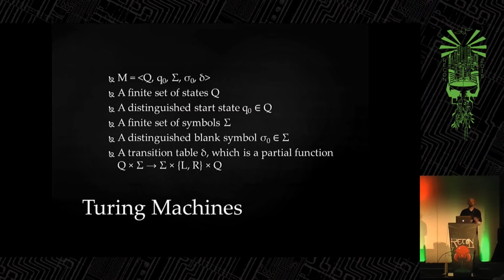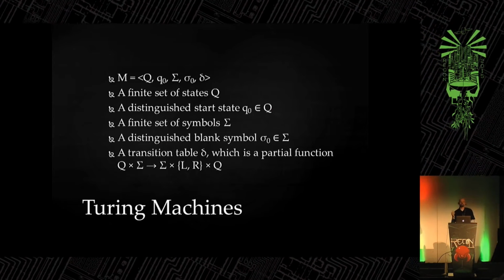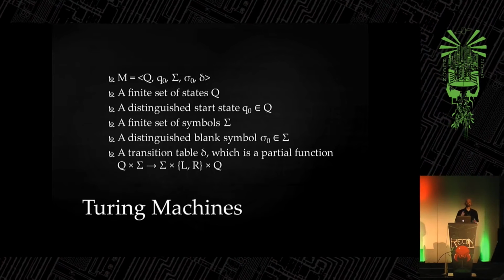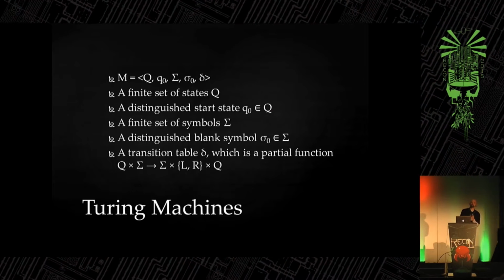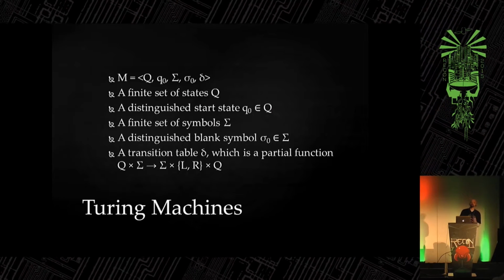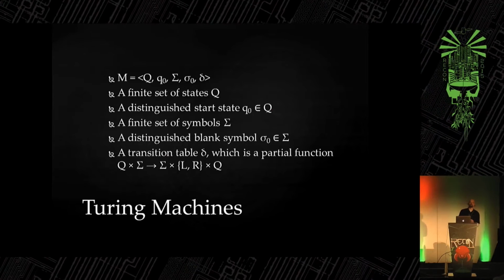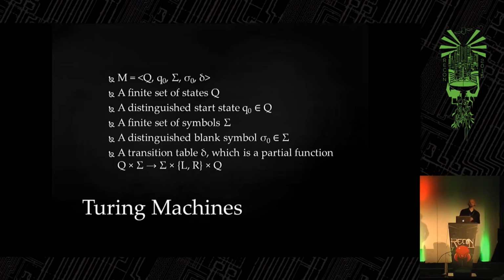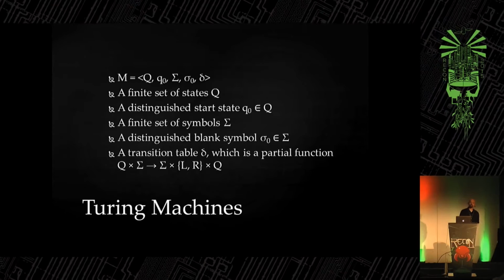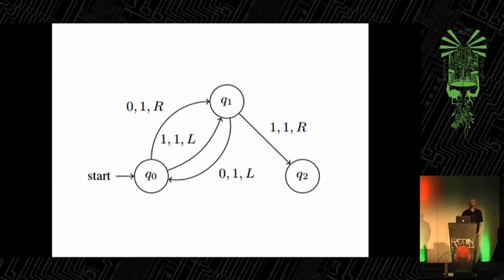If you're not familiar with this concept, a Turing machine, at a high academic level, is really just this 5-tuple where you've got a finite set of states Q, a distinguished starting state in Q, a finite set of symbols sigma, and one of those is a blank symbol. And then you've got this transition table delta that maps the cross product of Q and sigma to the cross product of Q, sigma, and a move either left or right. And what that really gives you is a state transition diagram, a way of moving from one state to another.